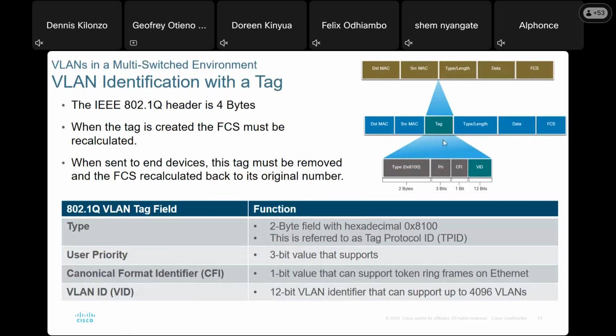In that case, with that particular tag, it will have other subfields, like the priority field, the canonical format identifier field, then the VLAN ID, and what each of those fields can perform to support that tag or the VLAN ID. Especially if you look at the last part, the VLAN identifier, which we said can support up to 4096 VLANs. So that's to be able to support everything there.